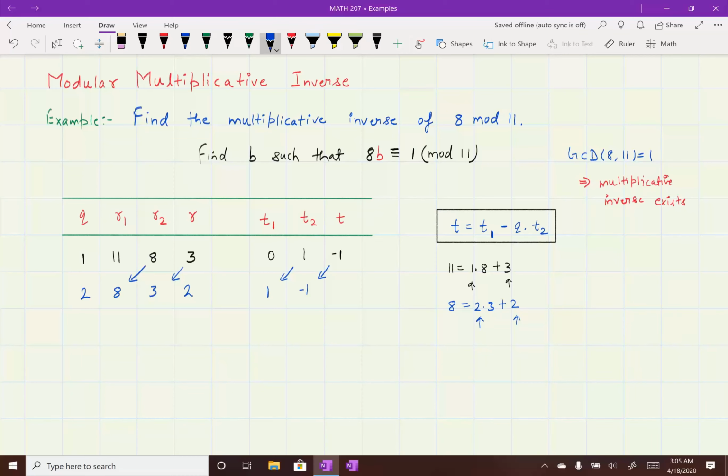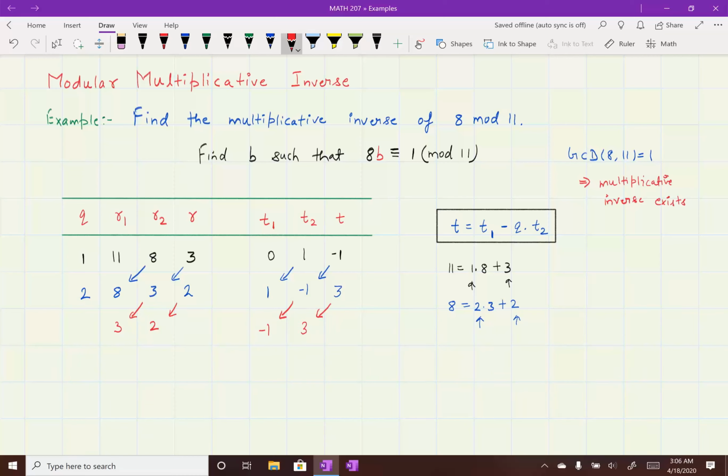Again I can use this formula to compute the value of t, where t1 is 1, t2 is minus 1 and q is 2. So the value of t is 3. In the next step, again I will do the shifting of columns. The new value of r1 is 3. The new value of r2 is 2. The new value of t1 is minus 1. And the new value of t2 is 3 here.